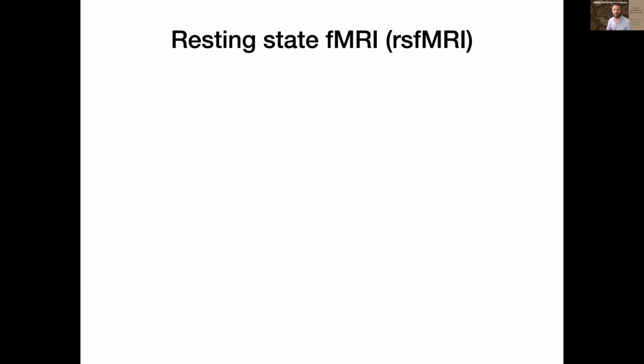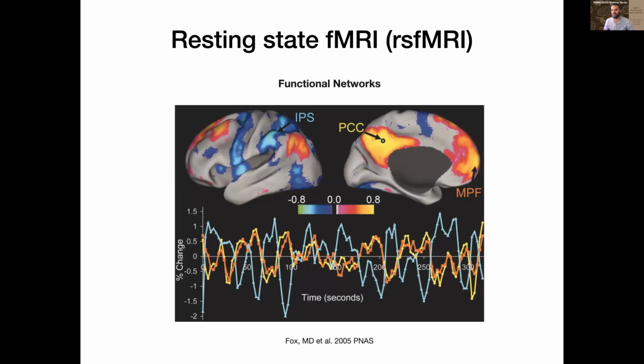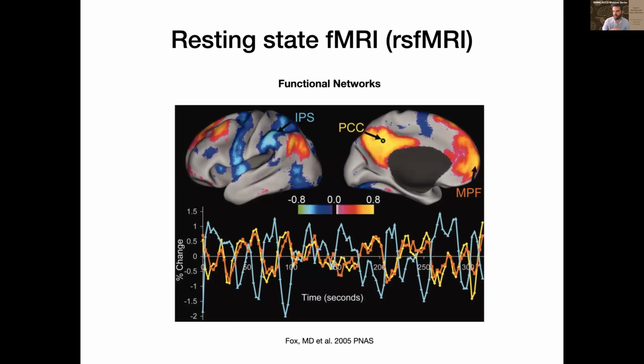For those that don't know, resting state fMRI is an interesting functional paradigm where subjects are told to go to the scanner, lie down, and just let their mind wander. This is quite an interesting paradigm because it doesn't require much instruction, but even within that, if you look at correlations between parts of the brain, you find really nice distributed networks. Here I'm showing one of those networks, which is called the default mode network.